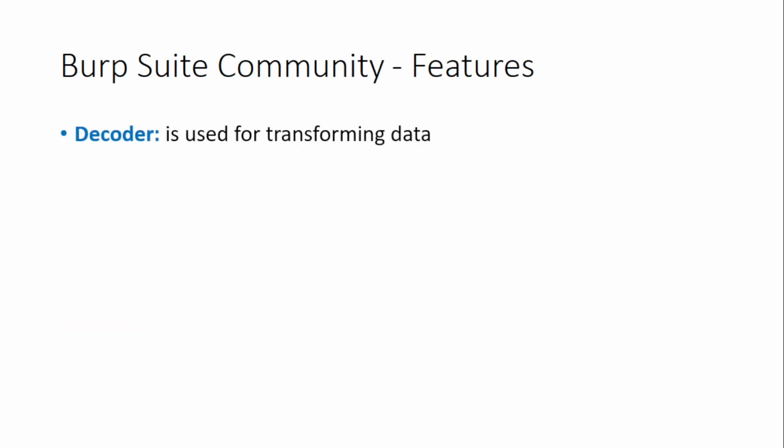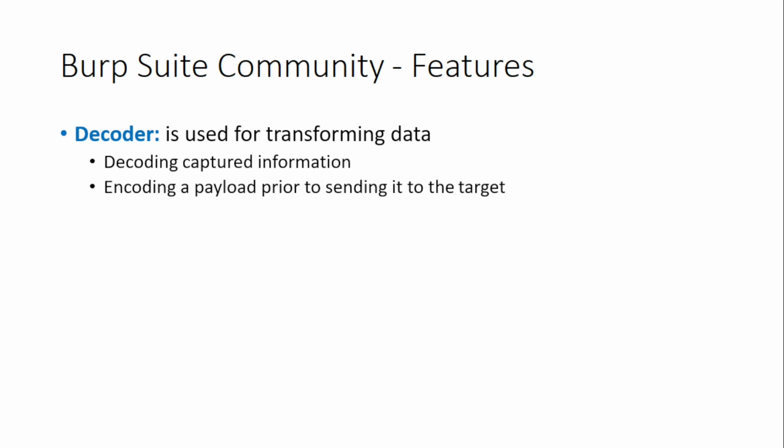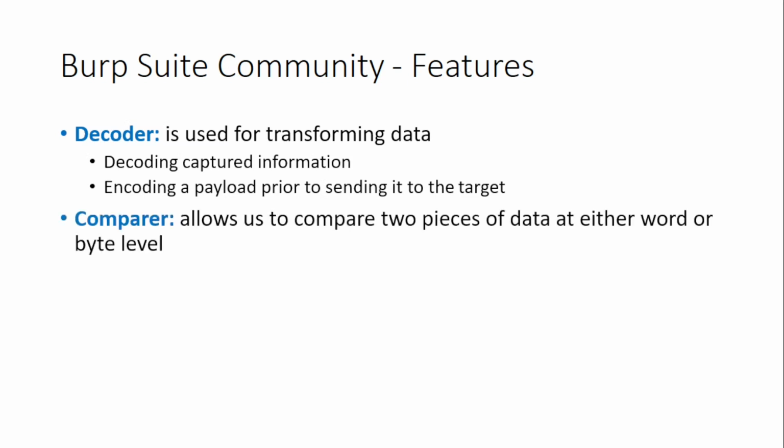Then there's the decoder. Decoder is used for transforming data, either in terms of decoding captured information or encoding a payload prior to sending it to the target. Even though there are other services available to do the same job, like base64 encode or base64 decode, if we are talking about that, or CyberChef, this is nice and good to have directly within Burp Suite, which makes it very efficient.